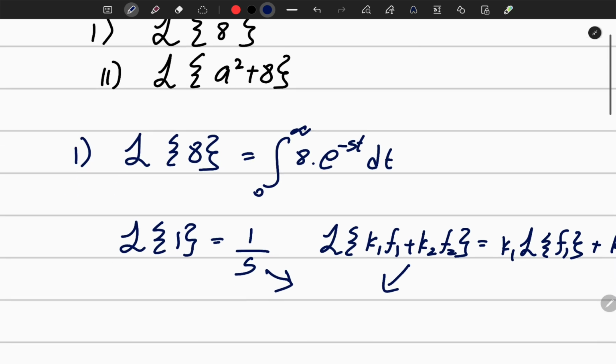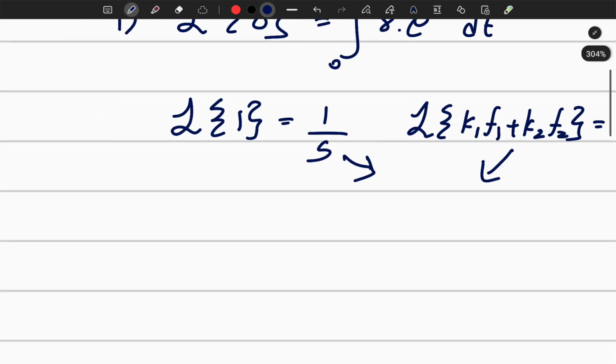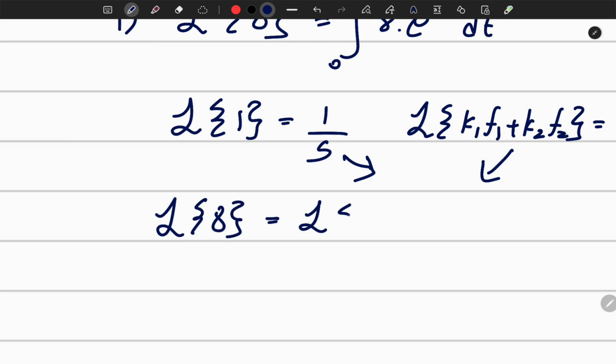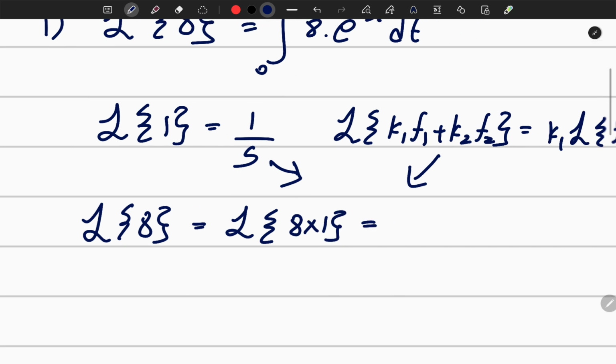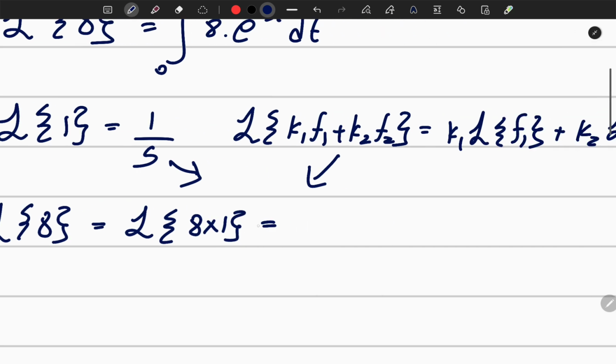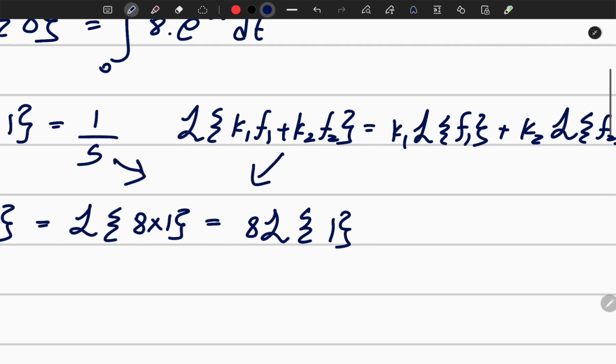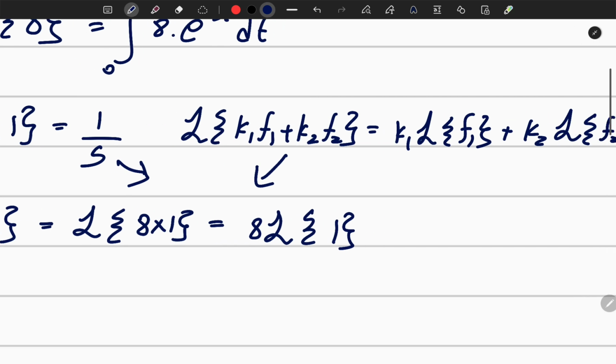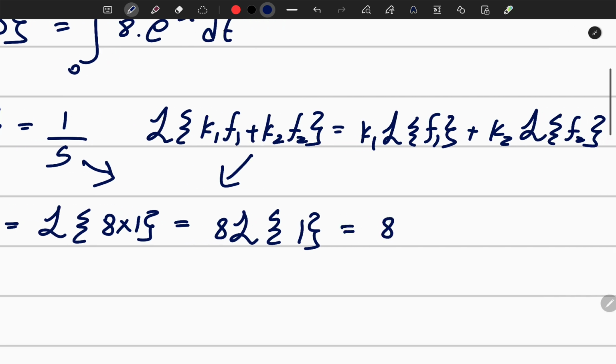Okay, so let's evaluate this one. The Laplace transformation of 8. I can write this as the Laplace transformation of 8 times 1. Now by linearity I can pull the 8 out of the Laplace transformation. The Laplace transformation of 1 is 1 over s, so I have 8 times 1 over s. This is basically 8 over s.